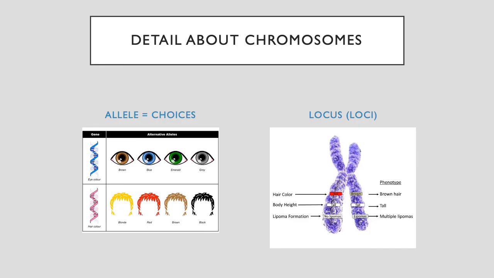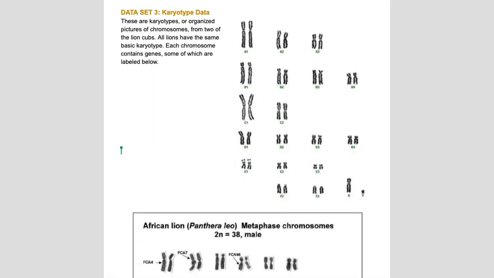Some important vocabulary to know are the words allele and locus. An allele is an individual choice that a gene makes when deciding a trait. You might have different alleles for eye or hair color, and these alleles help determine what color you get. A locus is a place on a chromosome where a gene is located.